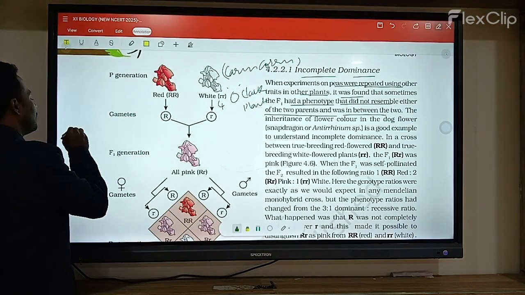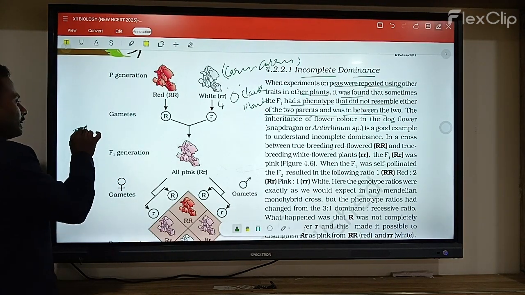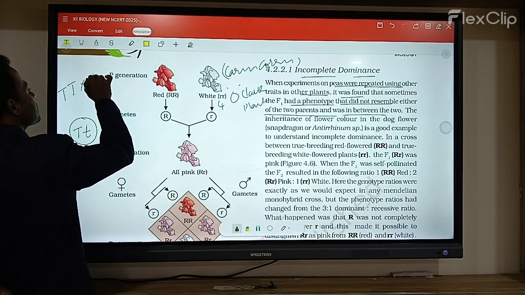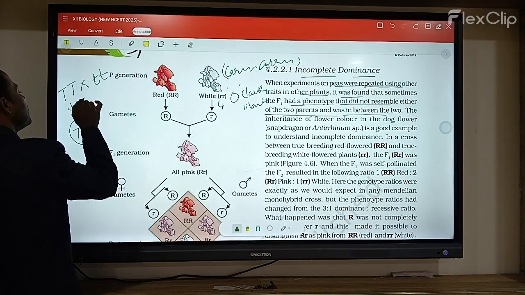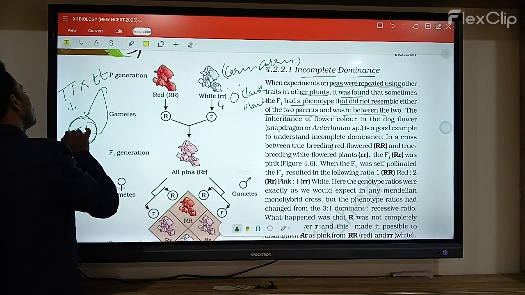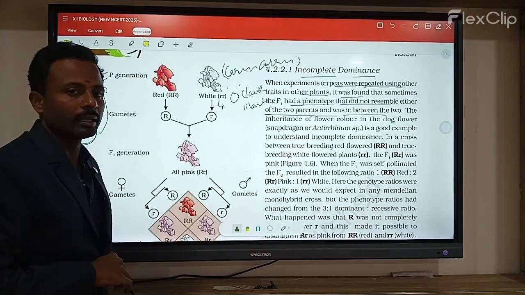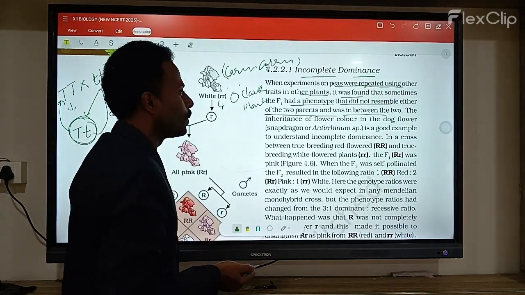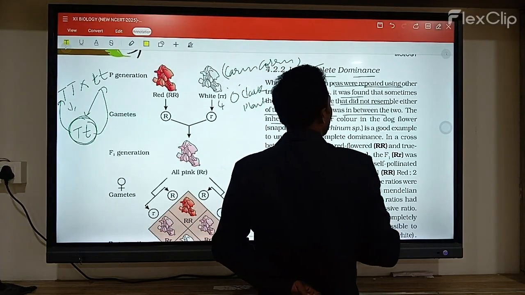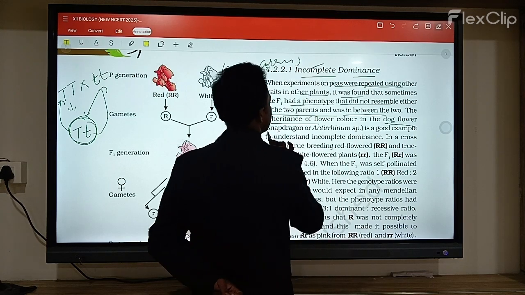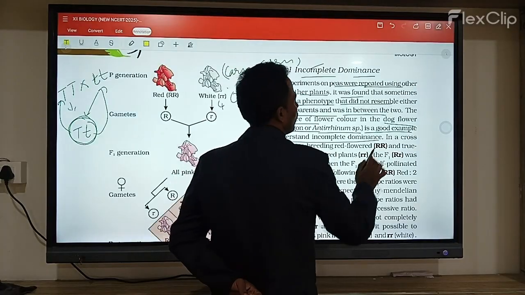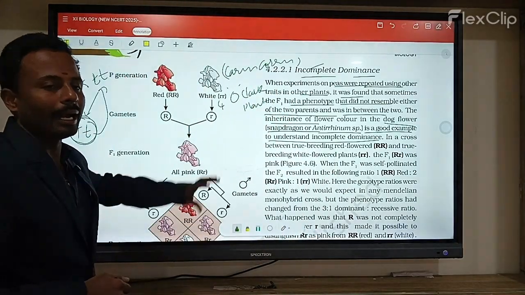When the F1 generation is crossed, in the F1 generation the heterozygous characters do not completely blend, and they are not blending with either homozygous parent. This is called incomplete dominance. The flower colour given here, in the snapdragon or Antirrhinum species, is a good example to understand incomplete dominance.